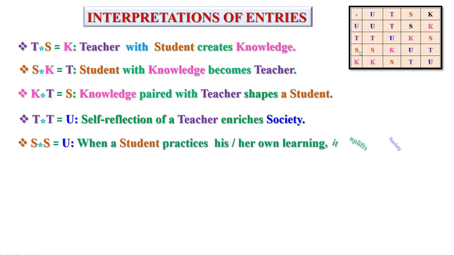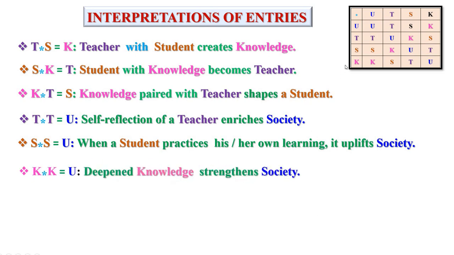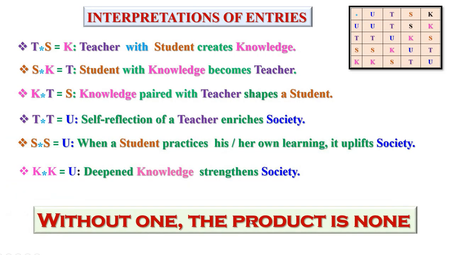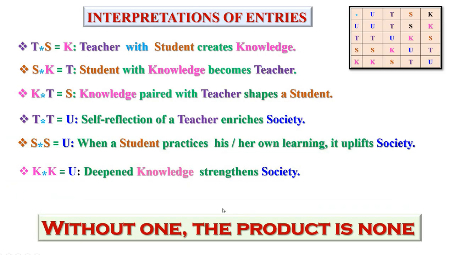And S star S is U. When a student practices his or her own learning, it uplifts society. K star K is U. So deepened knowledge strengthens society. Without one, the product is none.